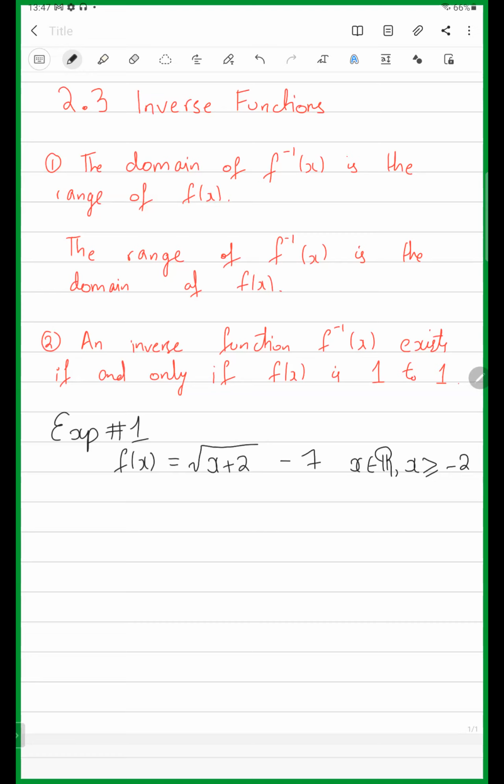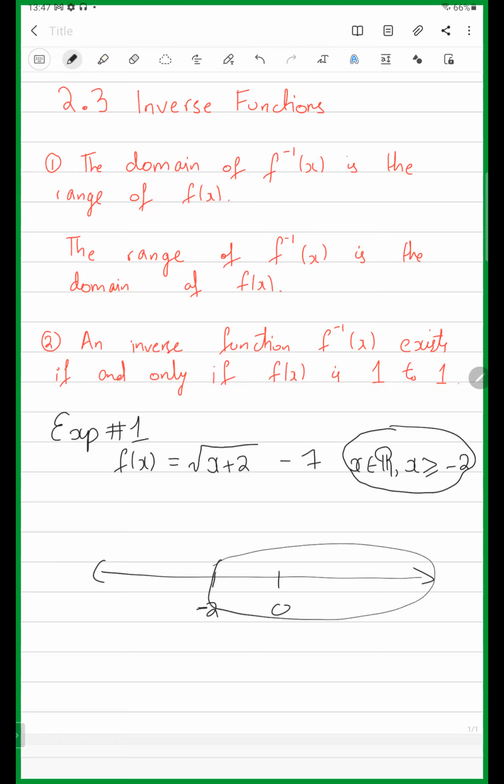Let's talk about the example first. It says the function is f and it's equal to root x plus 2 minus 7. And this is basically the domain of the function, and it says x belongs to the set of real numbers. It means the entire number line, okay? And then x is greater than or equal to -2. So the first part said entire number line, and the second part says all the real numbers which are greater than -2. So this is going to be the domain, according to the x-axis or the number line. All right, okay. What is the question saying now?